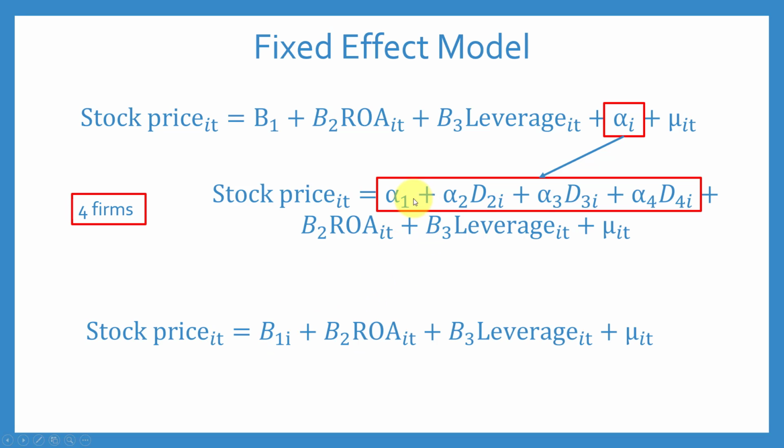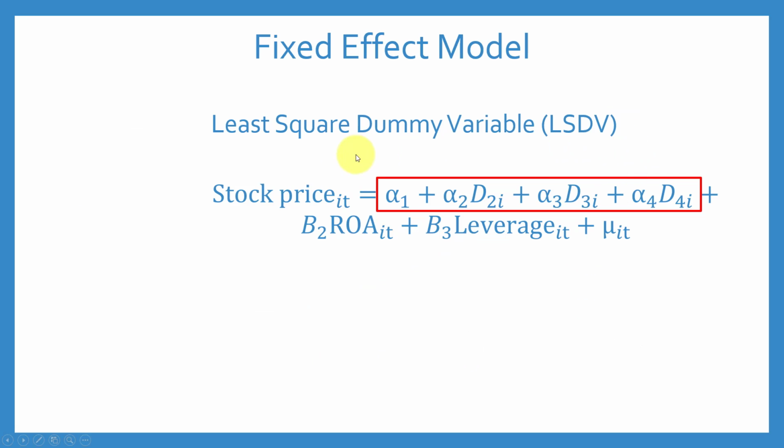So we are just left with this random error term, and hence there is no issue of heterogeneity. We can alternatively write this equation as this, where B1i would mean that there is a different alpha for each firm. Remember this i subscript. Okay, so because we have used dummy variables to solve this problem of unobserved heterogeneity, that's why this method is called least square dummy variable.